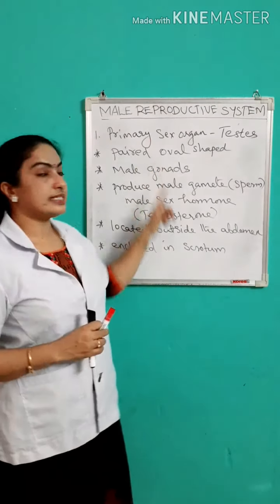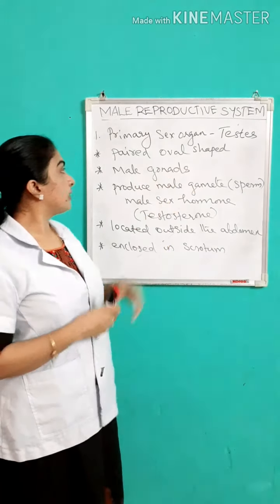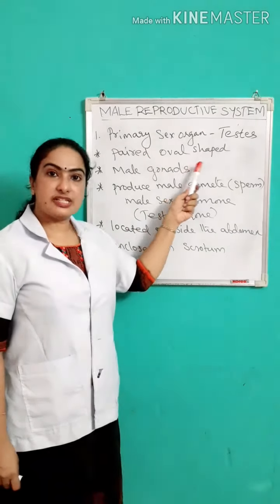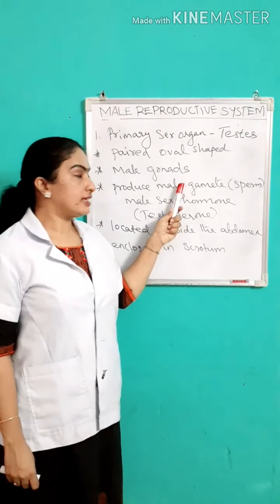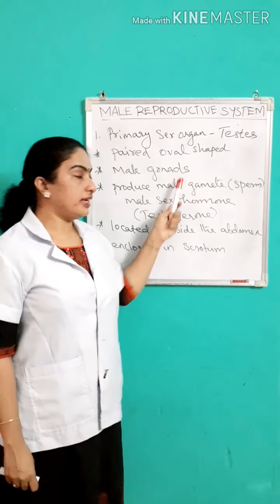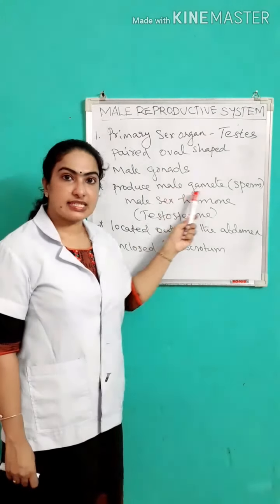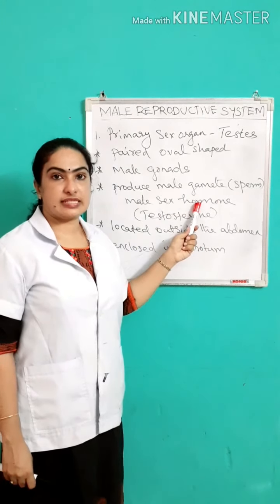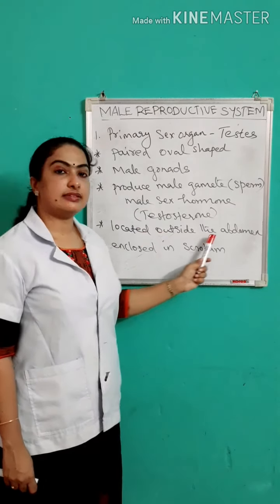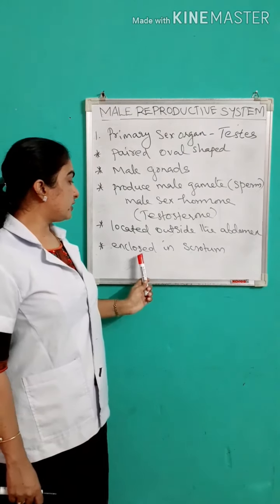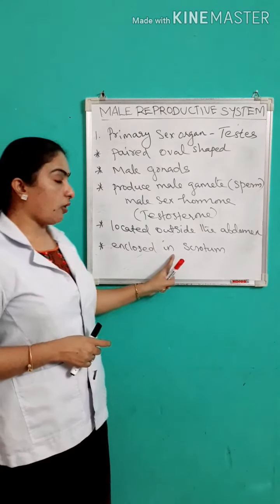So before that, let's see once more. The testis is a primary sex organ, and these are paired oval-shaped structures, also known as male gonads, as they produce gametes. The function of the testis is to produce male gametes such as sperm and male sex hormones such as testosterone, and it is located outside the abdomen, and the testis is enclosed inside the scrotum. And now we can see this point in detail.